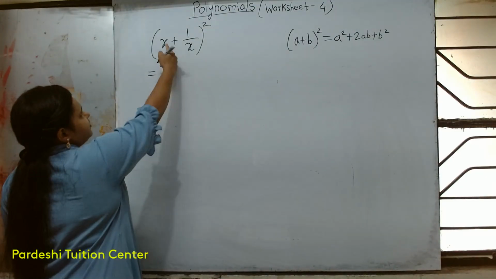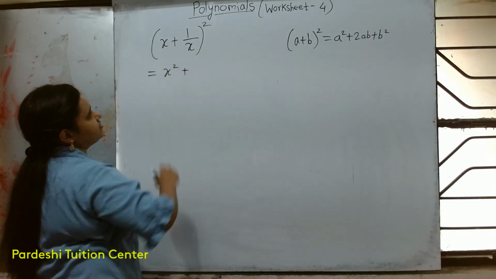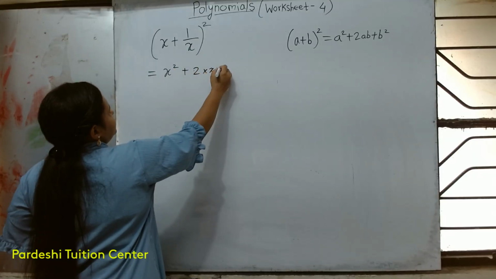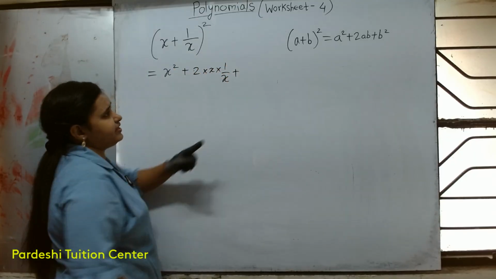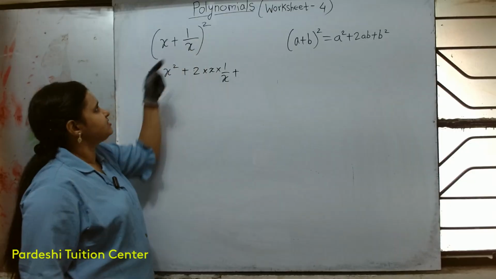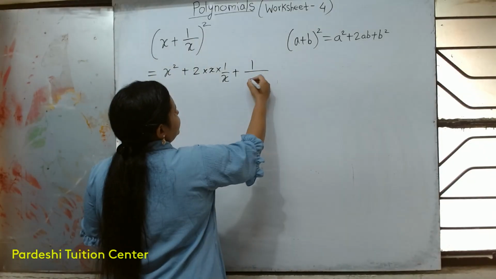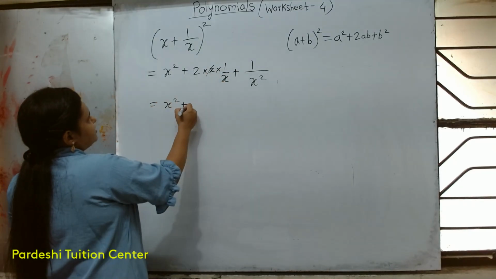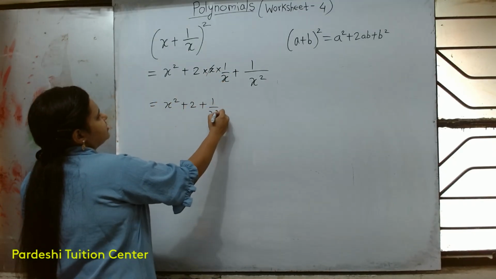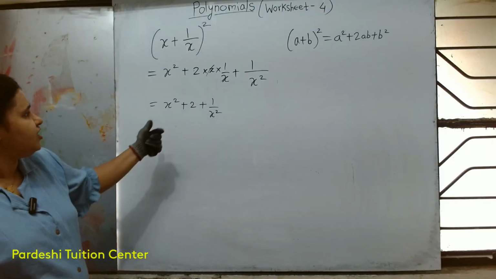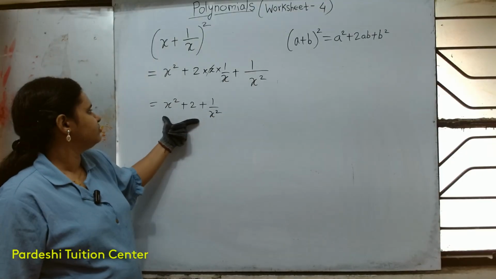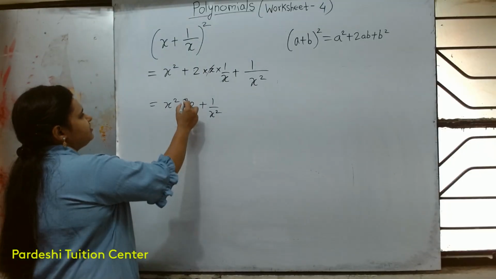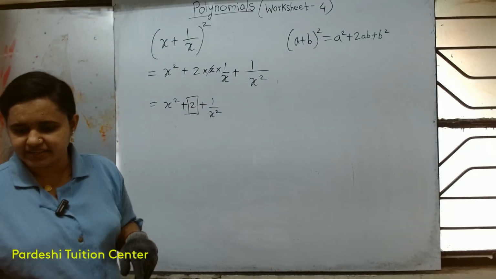So it will be a square, that is x square, plus twice ab, means 2 into x into 1 upon x, plus b square, here it is 1 upon x, so we will take 1 square upon x square. So x and x will get cancelled. So our answer will be x square plus 2 plus 1 upon x square. Okay. So which is the term independent of x? It is 2. So 2 is our answer. 2 is independent of x.